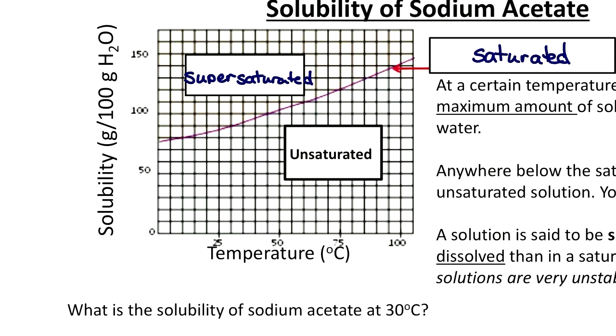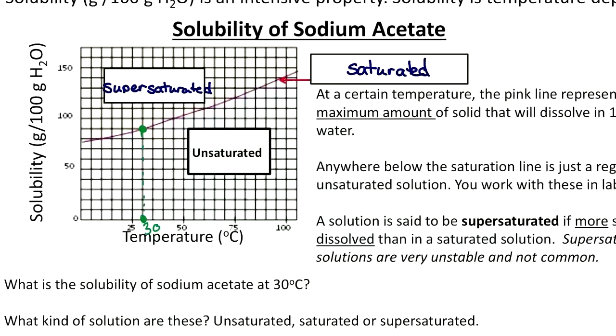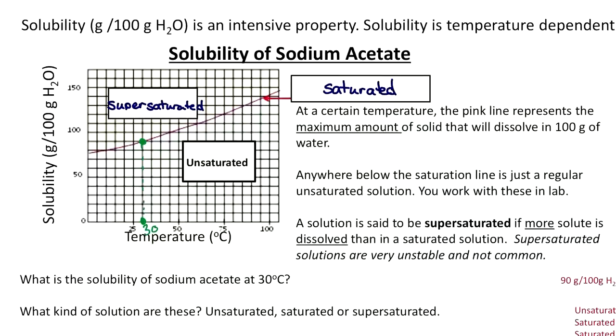All right, so we can look at this graph and see, okay, right around 30 degrees Celsius. So this is 30 degrees. This line is the saturation line. This is the maximum amount of solid that water can hold at this temperature, if we had 100 grams of water. So let's do this first question. What is the solubility of sodium acetate at 30 degrees Celsius? So that's exactly what I just did.